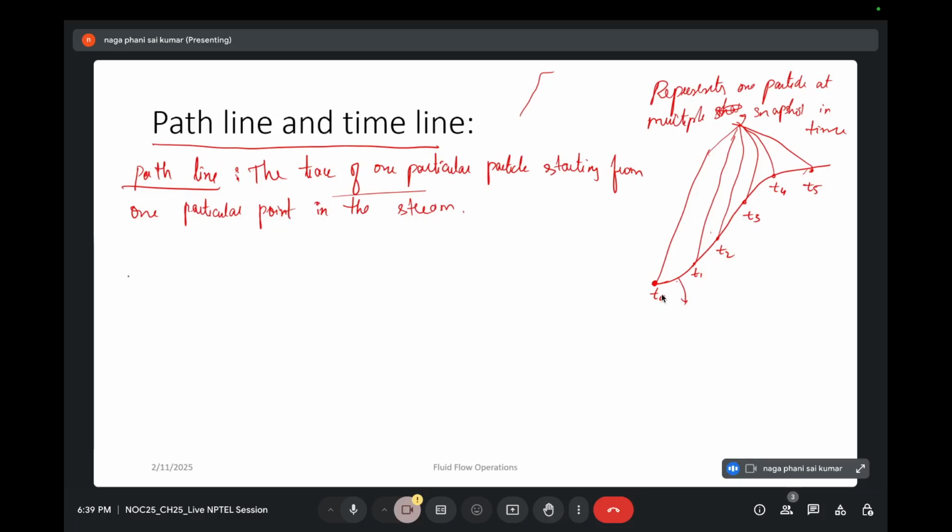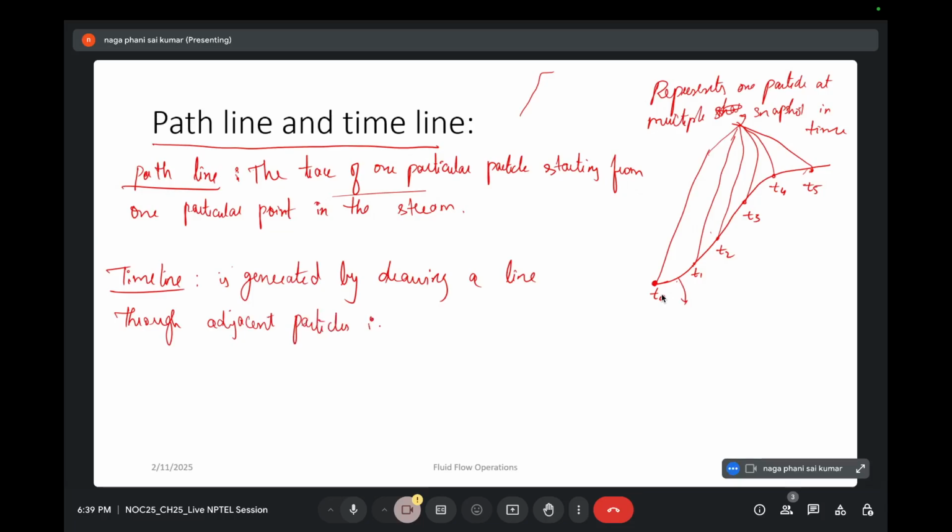And then you have the timeline. A timeline is generated by drawing a line through the adjacent particles in a flow at any instant of time.